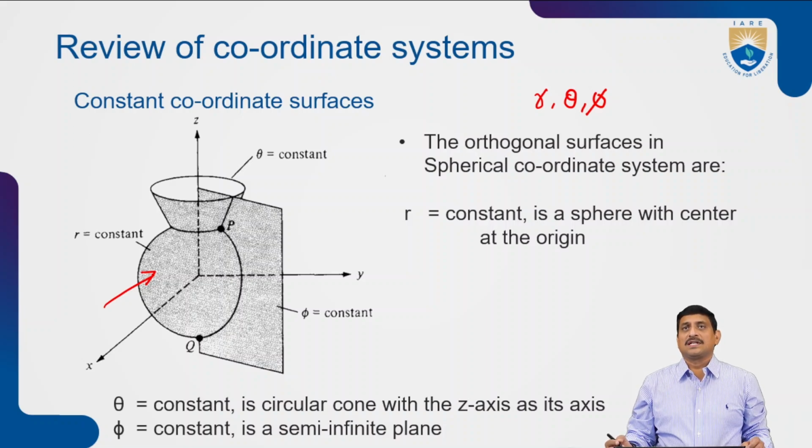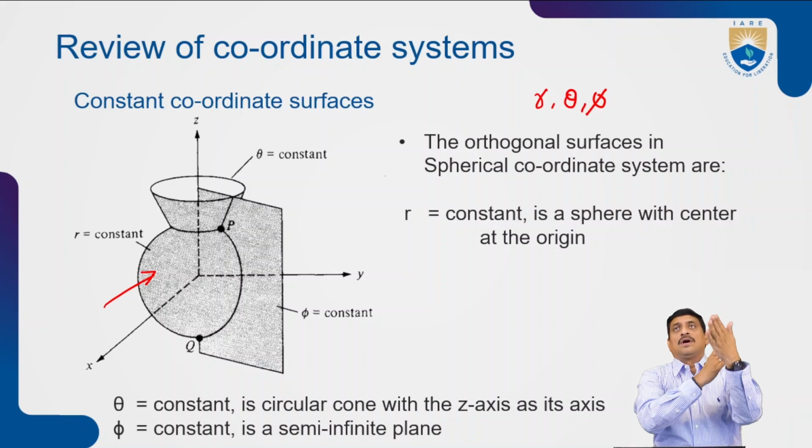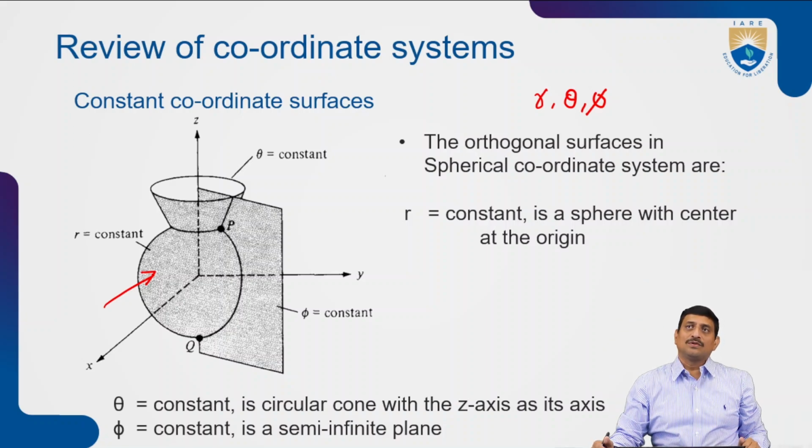Whereas if I keep theta equal to constant and vary the r value and the phi value, r varies from 0 to infinity and phi varies from 0 to 2 pi. I will keep theta equal to constant with the z axis. This is the z axis, if I assume. Then I will start to move phi from 0 to 2 pi, phi is variable and r is also variable from 0 to infinity.